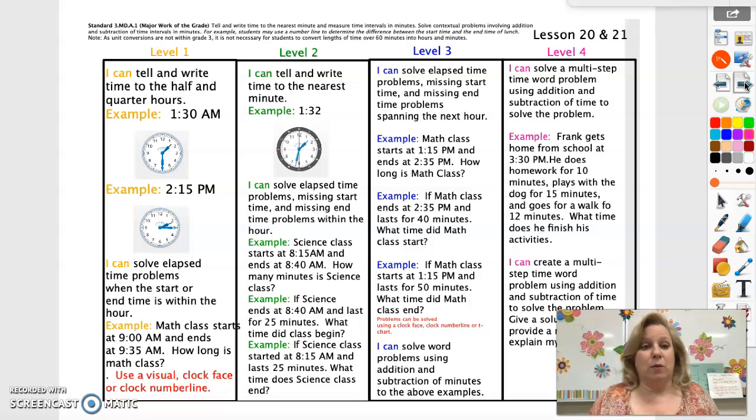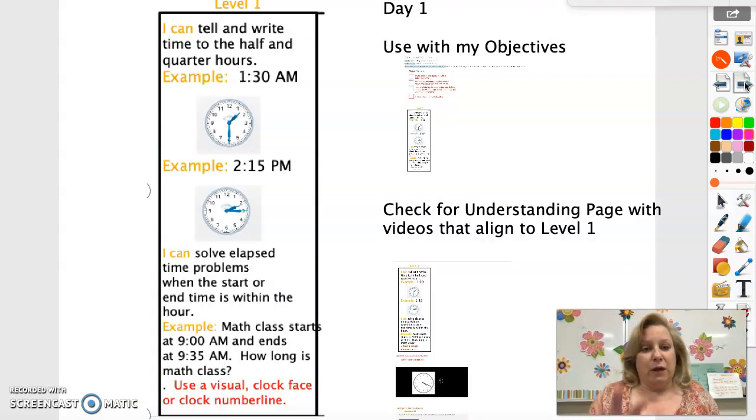So what I do is I take that at the end of the lesson and I ask the students, what level are you? And they show me with their fingers, either a level 1 or a level 2. And then I provide videos for them to work on. So this is what I kind of do. I kind of break it apart. So this would be level 1 and this is day 1.